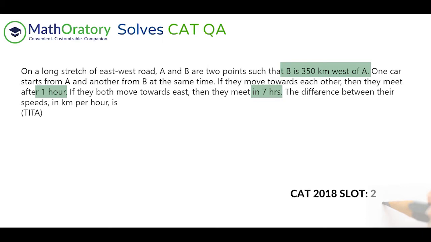It's a 10-second problem hardly. We're looking for the difference between the speeds, right? In kilometers per hour. Silly me. I mean, you have this 350 kilometers total distance. You know that both moving towards east implies they're moving in the same direction. If you know the relative speed concept, this question is nothing. This is simply 350 divided by 7. So a straightforward answer. We know the answer is 50 km/h.